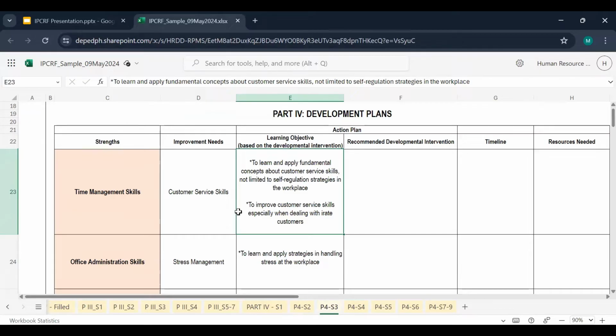The first learning objective is to learn and apply fundamental concepts about customer service skills, not limited to self-regulation strategies in the workplace. And the second learning objective is to improve customer service skills, especially when dealing with irate customers. Let us now proceed to the sample 2 of the improvement needs. So the learning objective under the stress management is to learn and apply strategies in handling stress at the workplace.